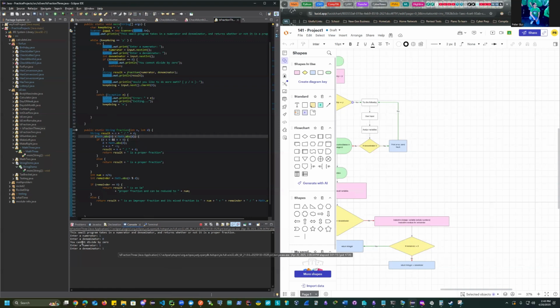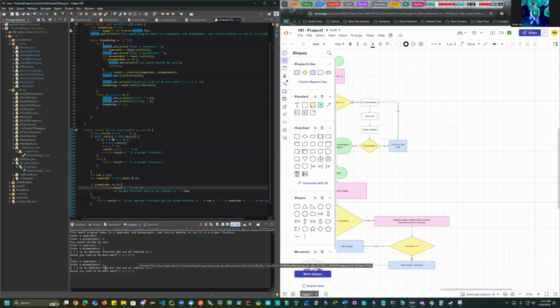function here. So the one we're going to try right now is the number divided by itself. So I'm gonna keep going. I'm gonna do another example. 2 over 2. If the remainder is 0, which in this case it will be because we have 2 followed by 2, it's going to go ahead and print out this over here. There we go. And 2 over 2 is an improper fraction and can be reduced by 2, 1.